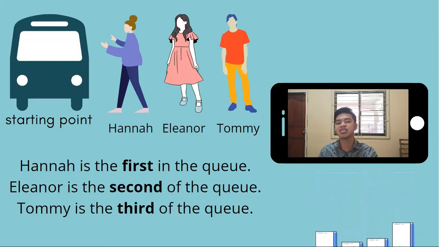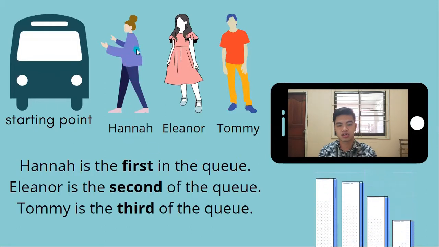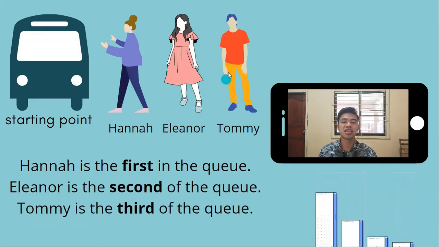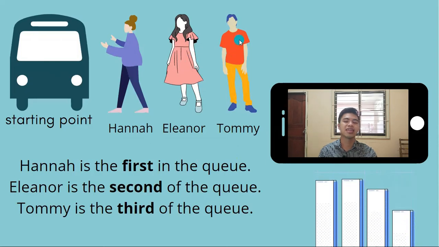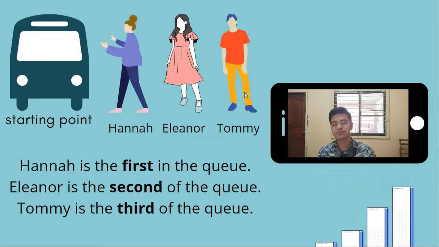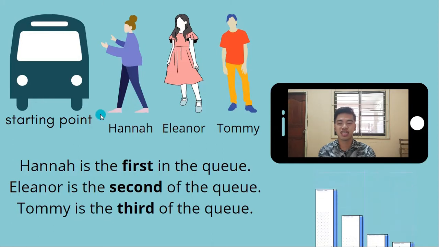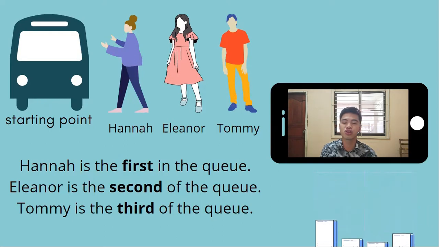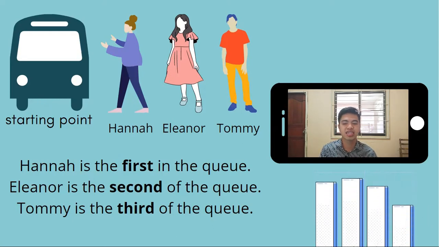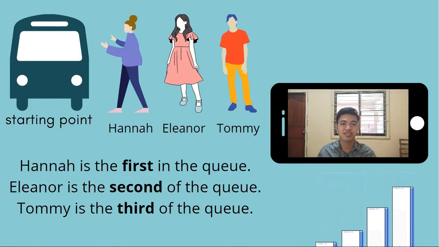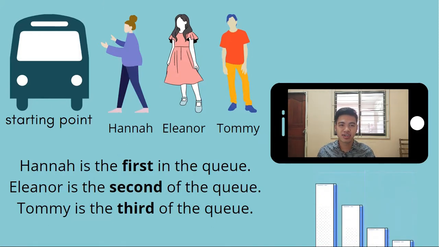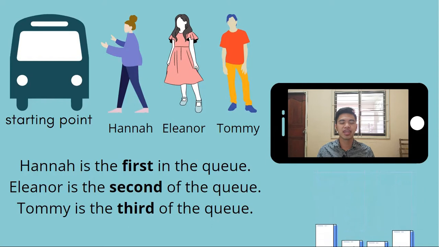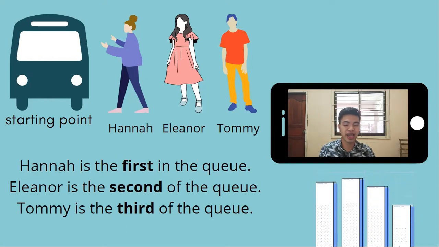As we can see here, Hannah is wearing purple sweatshirt. And Eleanor is the one with the dress. And Tommy is wearing an orange t-shirt and pants, okay? So Hannah is the closest to the starting point, right? The starting point again is the bus, and since Hannah is the closest to the starting point, Hannah is called the first, okay? Can you say it with me? Say first. Okay, first is the number one in the line, okay? Number one is first, okay?